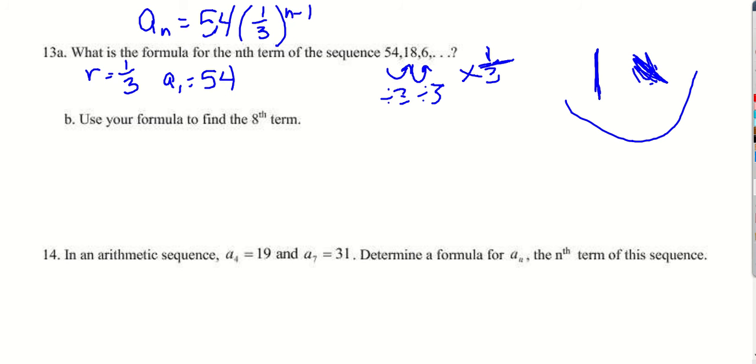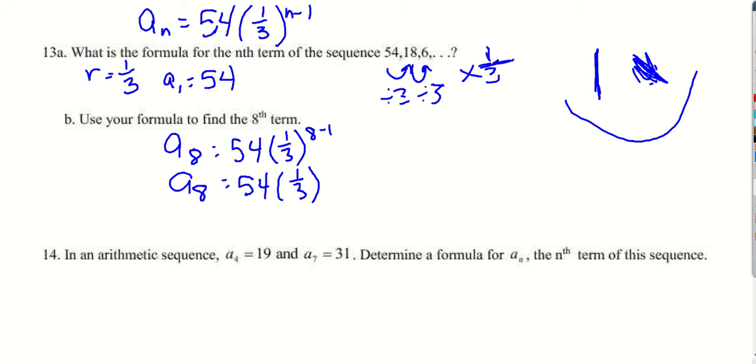Use your formula to find the 8th term. So we're just going to plug in 8 here. So A of 8 is equal to 54 times 1/3, and it's essentially just 8 minus 1, which turns into 7. So A8 is equal to 54 times 1/3 raised to the 7th power. Now, keep in mind, this is the first term. So actually, the y-intercept, 0, I would multiply 54 by 3 to get there. So what's that? 12, carry the 1, 16, 162 is actually the y-intercept.